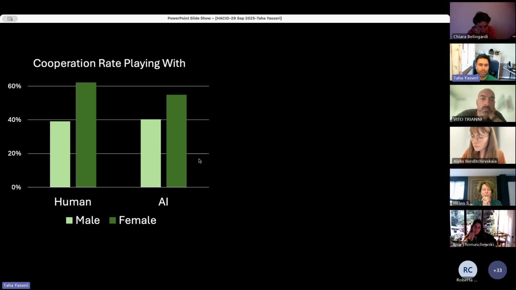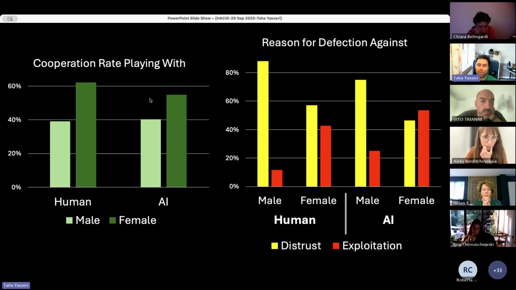Then what we see is that the cooperation rate is not very different with human, AI, and with female and male AI or human. The patterns are very similar. But again, when we look at the motivations, we see that the picture is very different depending on the identity, the gender, and the type of the partner. The highest level of distrust was when the partner was a male human, like me.